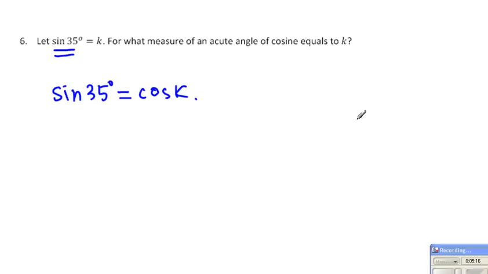Now, if you remember from the chart that's given, or as we have discussed in class, this represents the complementary. So when the angles are complementary, you will realize that the values will be equal to each other. So k basically has to be complementary to 35. That means 90 minus 35. Now that means k is equal to 55. So k is equal to 55 degrees.